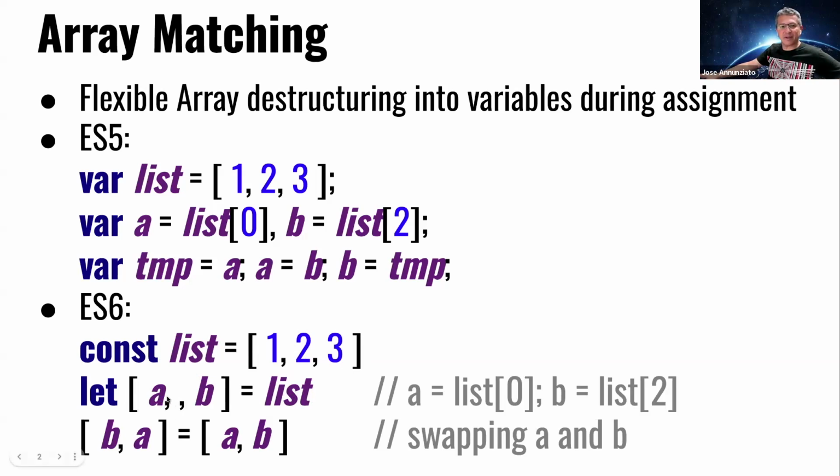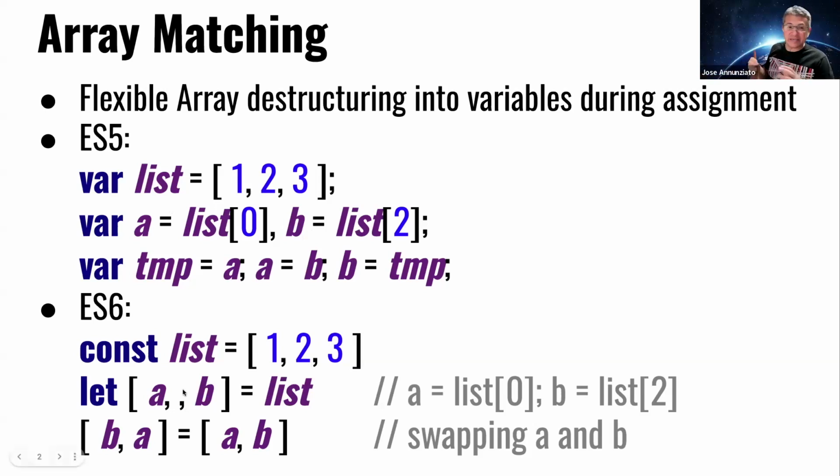And then notice that there's a comma in there, meaning I don't want to do anything with the second position, or position 1. And then I have position 2 over here. And so I'm getting the value of list that is in position 2. In this case, it's 3. So this would be equivalent to doing list sub 0 and list sub 2. Yes, but this is so much more compact.